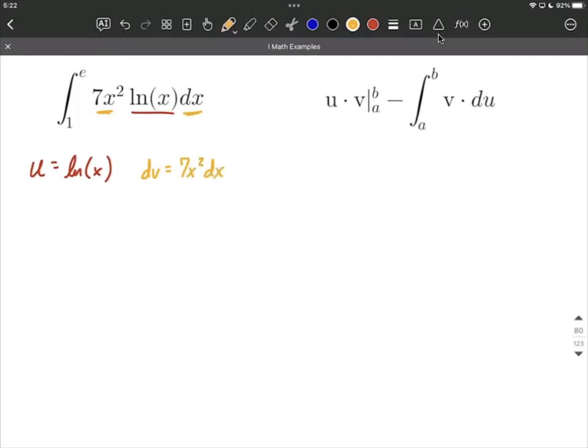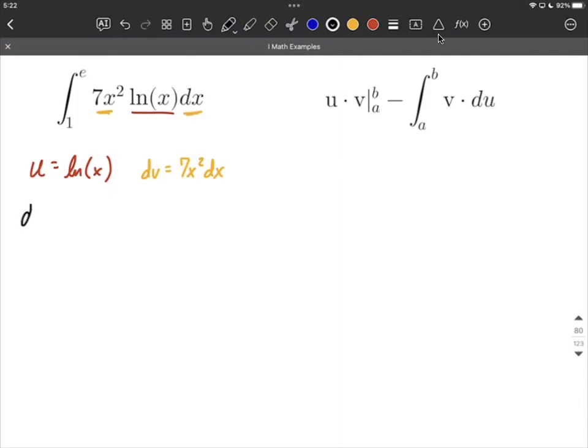It takes a little bit of practice to get comfortable with picking out which pieces are going to go with which of these two things. All right, we've picked them out. Let's go ahead, and integration by parts requires us both to take a derivative with the u side and take an antiderivative with the dv side.